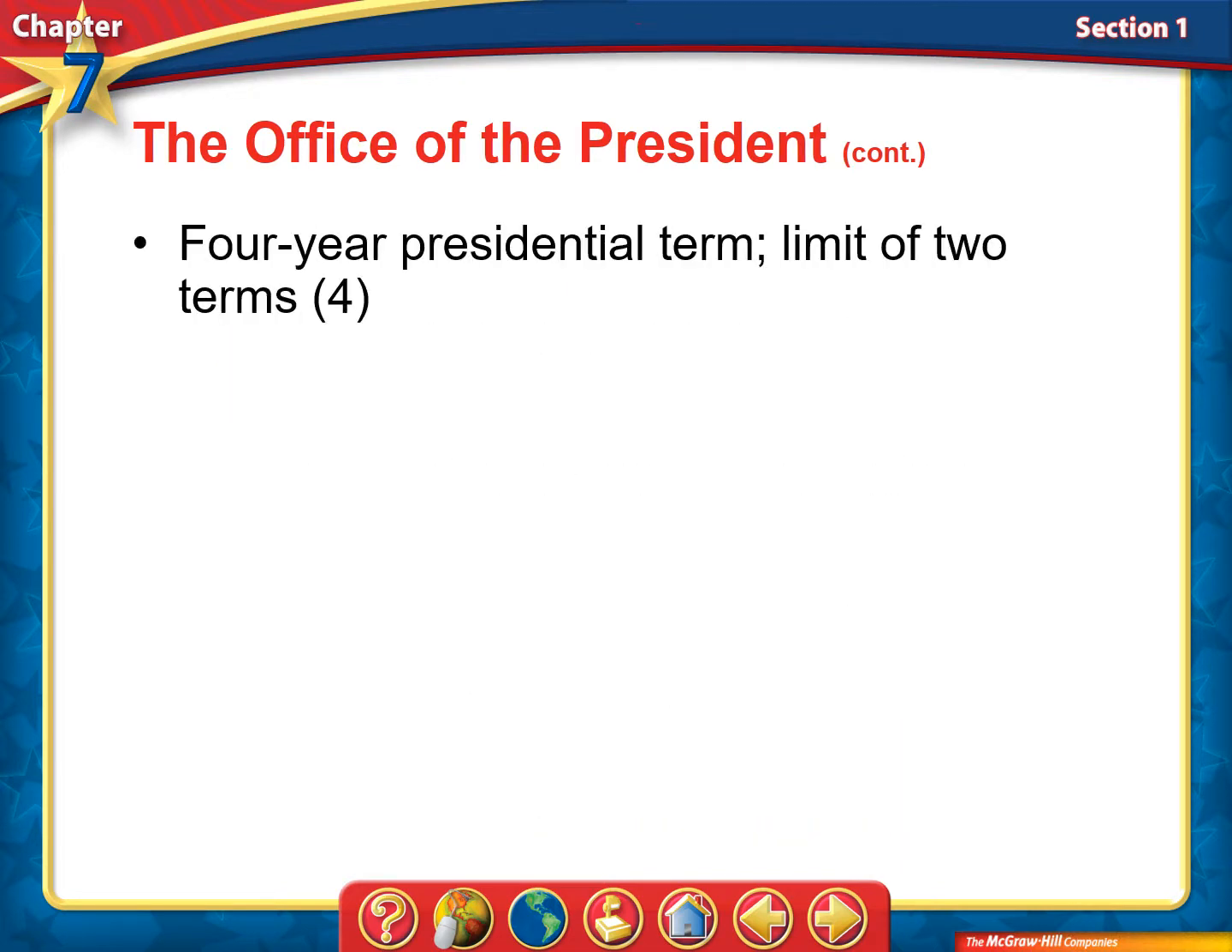Now, once we pick a president, that person serves for no more than 2 terms. However, we also know that has been fudged before. Franklin Delano Roosevelt served 3 terms as president, and he was elected for a 4th. However, he passed away while in office.